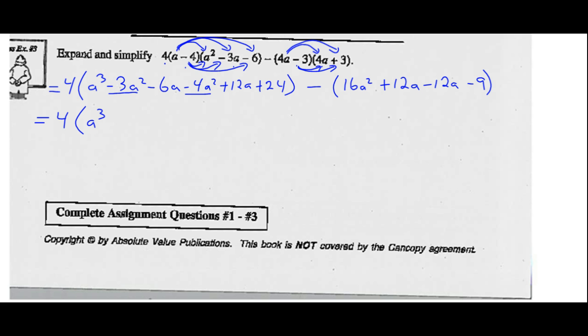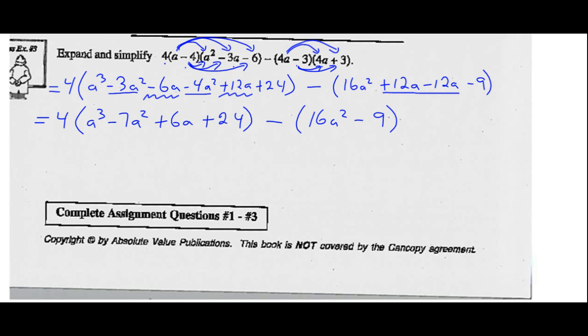I got a negative 3a minus 4a is a minus, 3a squared minus 4a squared is a negative 7a squared. I've got negative 6a plus 12a is a plus 6a, and I've got a positive 24. In the second bracket, we've expanded conjugate binomials before. We notice that the two middle terms are opposite, so they will reduce to 0. So I've got 16a squared minus 9.